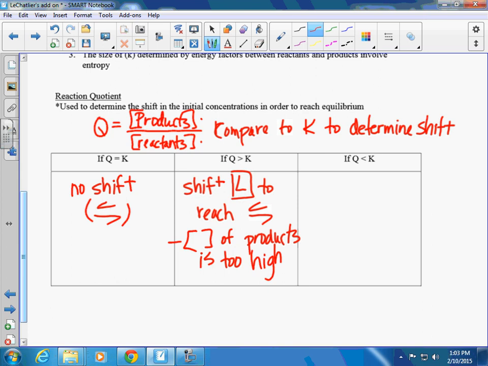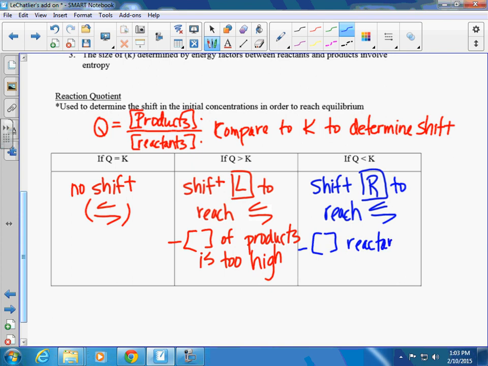Now, if Q is less than K, it is the exact opposite: I'm going to have to shift my equation to the right to reach equilibrium. Here the concentration of my reactants is too large, and so we need to consume that to get some more products.